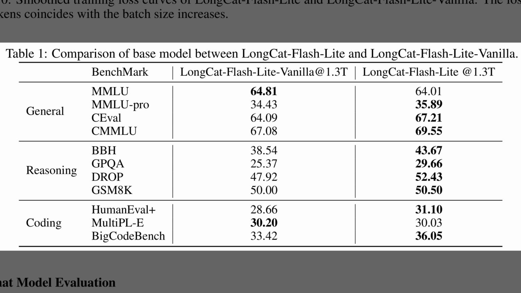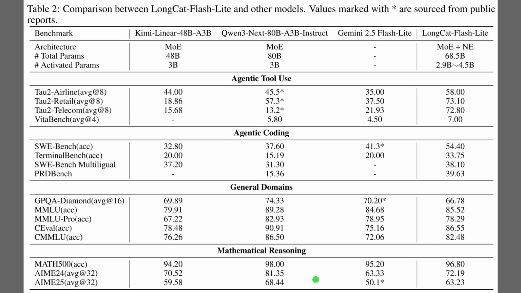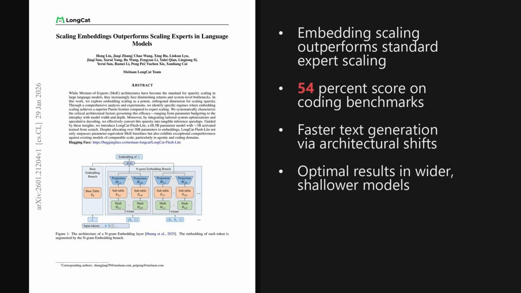performance in complex domains. Well, Table 2 expands the scope to compare LongCat Flashlight against external state-of-the-art models like Qwen3 Next and Gemini 2.5 Flashlight. The most striking results appear in the agentic tool use section at the top. For instance, on the Tau 2 Telecom benchmark, the model achieves a score of nearly 73, drastically outperforming Gemini 2.5, which scores around 22. It also leads in the agentic coding section below that, where it hits 54.4% accuracy on SWE Bench.